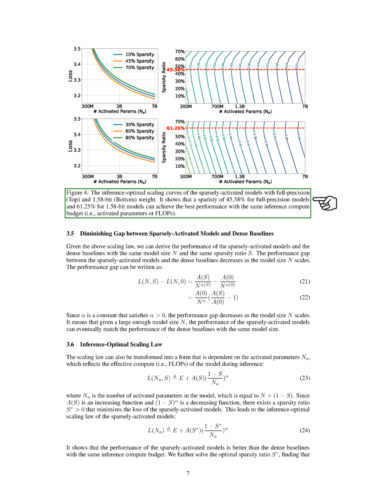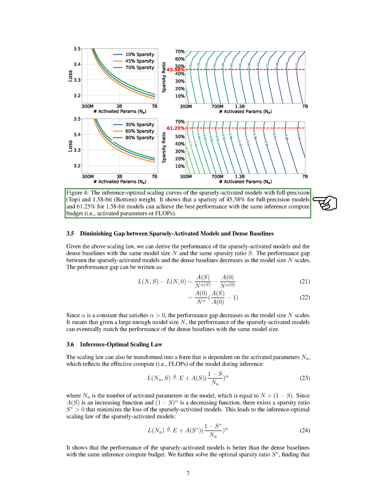This indicates that a sparsely activated model with a sparsity ratio of 45.58%, or 1.84 times Na parameters, can achieve optimal performance within the same inference budget. We apply the same methodology to estimate the inference optimal scaling law for models using 1.58-bit Q-Sparse, discovering that the optimal sparsity ratio here is 61.25%, or 2.58 times Na parameters.